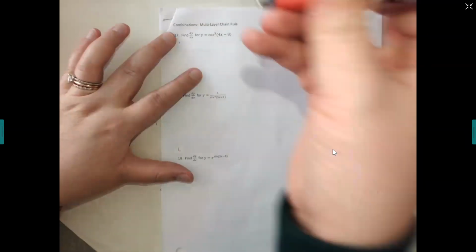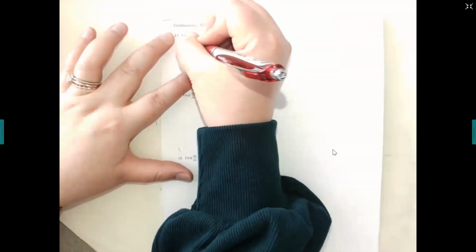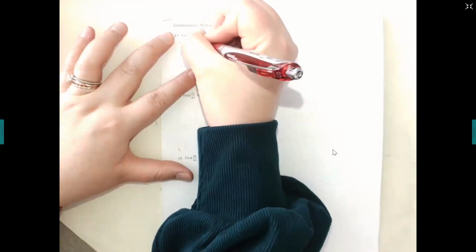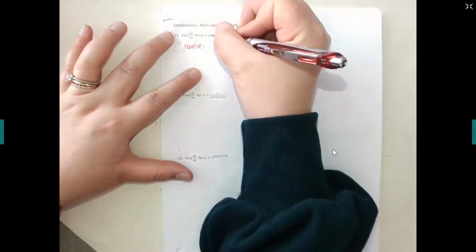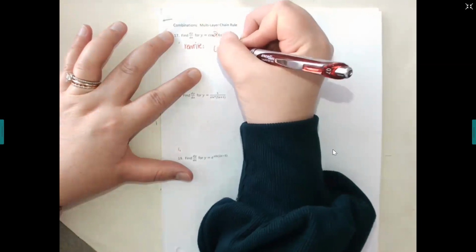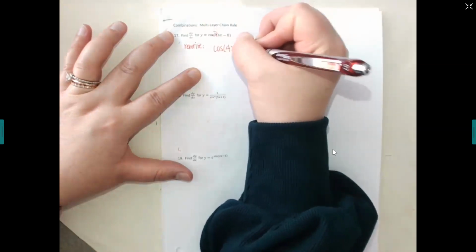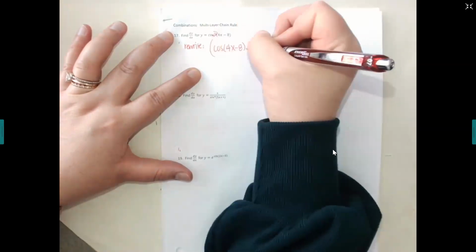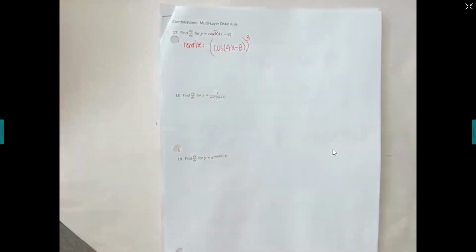Okay, take a look at number 17. Number 17 is y equals cosine cubed 4x minus 8. I want you to rewrite that. Remember that if they put the cosine cubed here, that means your entire cosine of 4x minus 8, the whole thing, is cubed. If they put the little 3 power on the inside, that means all of it is cubed. So I want you to just take a moment to identify how many layers this one has.